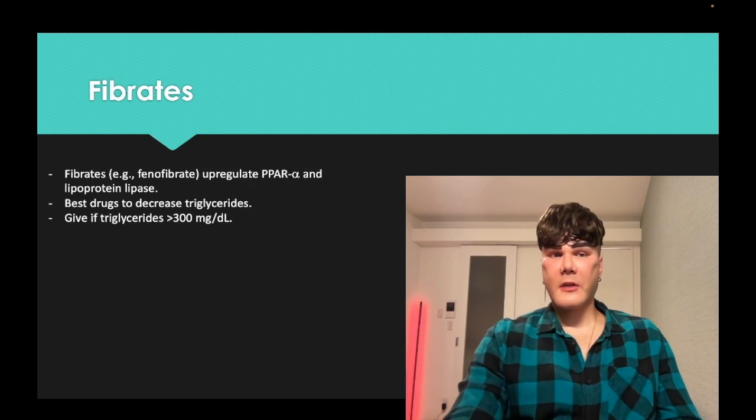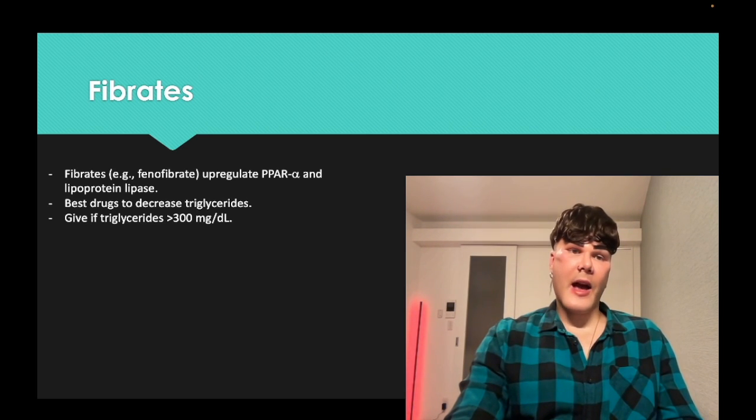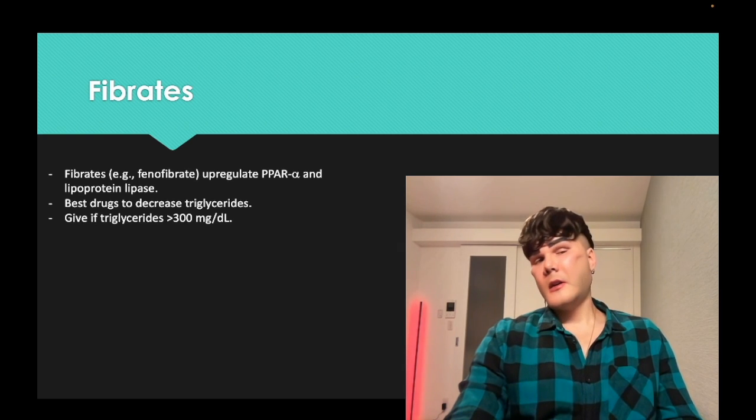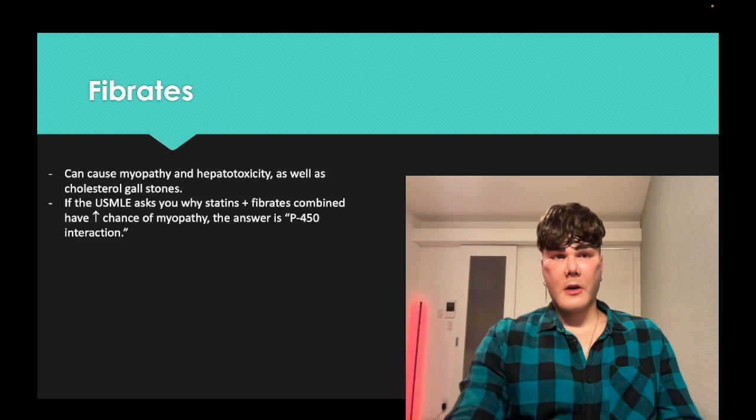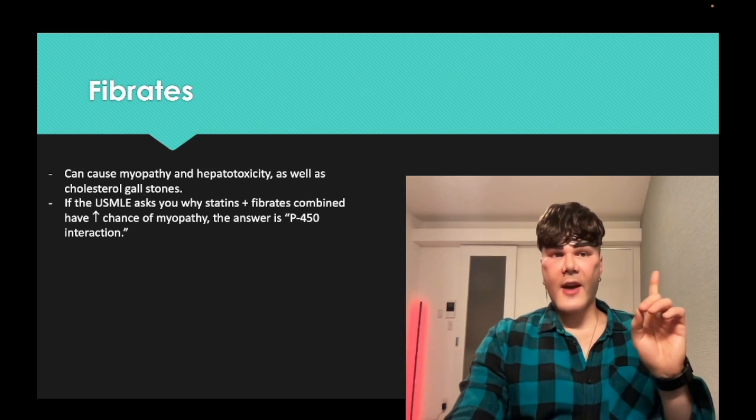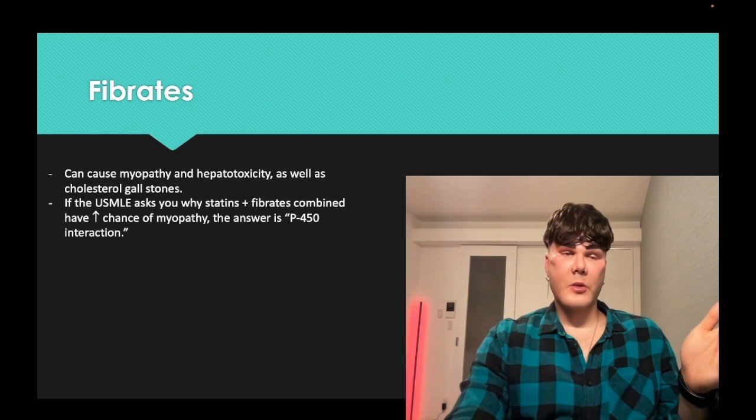Fibrates, so these are the best drugs to decrease triglycerides, and you're going to give them if triglycerides are greater than 300. Now, they upregulate lipoprotein lipase and PPAR alpha. So I said before that lipoprotein lipase is the enzyme that's deficient in hyperchylomicronemia. Okay, so this enzyme is going to allow for triglycerides to move from the blood into the adipocyte. So if you upregulate that enzyme, well, you're going to decrease TGs in the blood. Okay, so same as statins, they can increase the risk of myopathy and hepatotoxicity, but they have the additional side effect of causing cholesterol gallstones, which does show up on the NBME exams, okay?